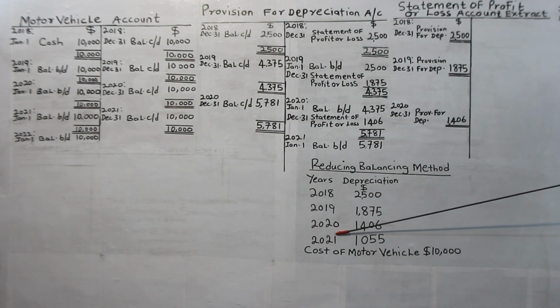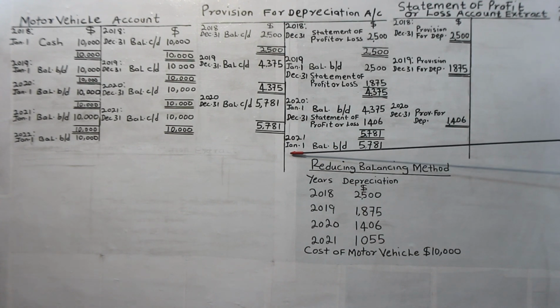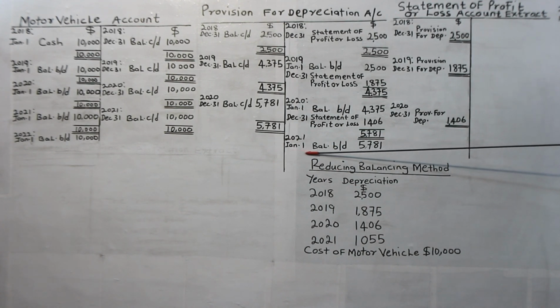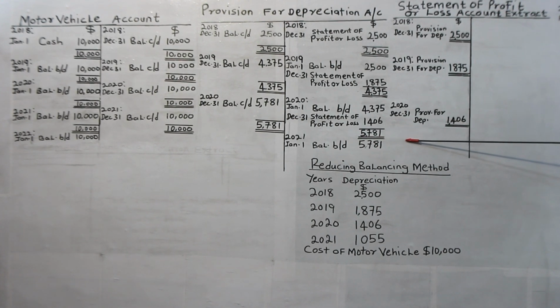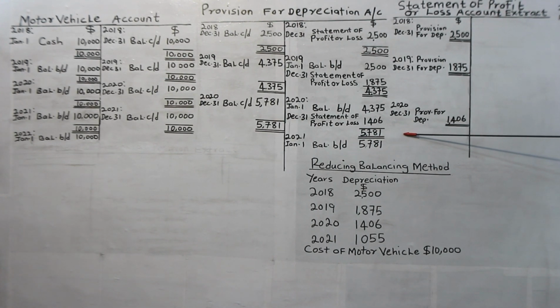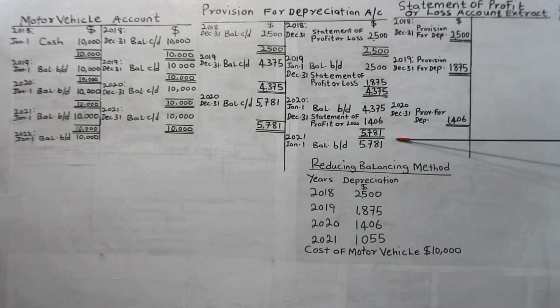In 2021, the depreciation computed under the reducing balance method is 1,055. Therefore, as at December 31st, it is this amount that will be transferred to the statement of profit or loss account, that is 1,055, while the statement of profit or loss account will be debited as at the end of the period, 31st December 2021.